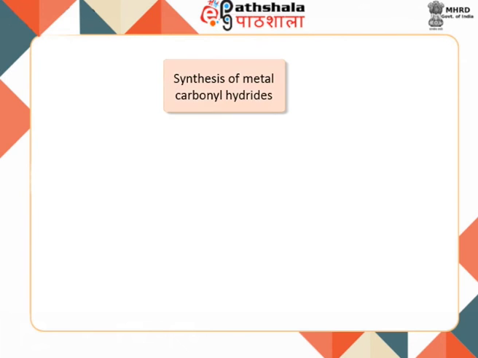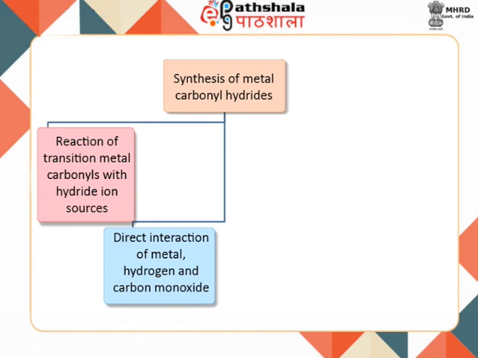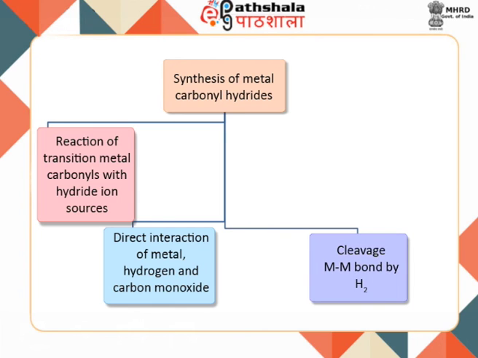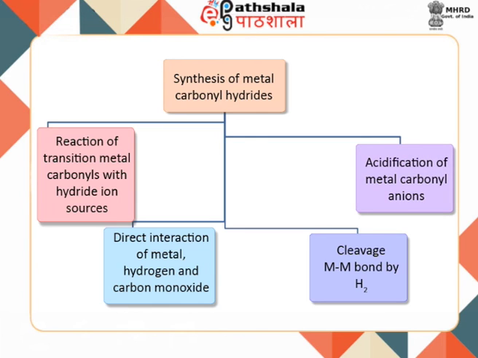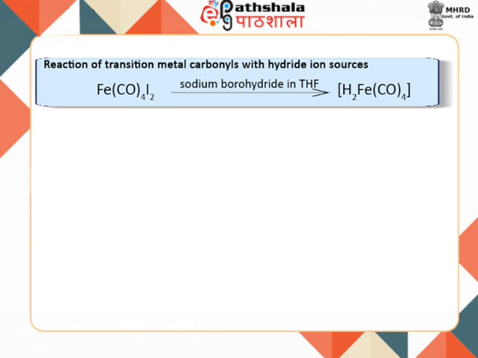The next method is synthesis of metal carbonyl hydrides, which is further divided into four types: reaction of transition metal carbonyls with hydride ion sources, direct interaction of metal, hydrogen and carbon monoxide, cleavage of metal-metal bond by H2, and acidification of metal carbonyl anions. Some examples for this type of synthesis are: in the first reaction, sodium borohydride acts as a hydride ion source in the presence of tetrahydrofuran.